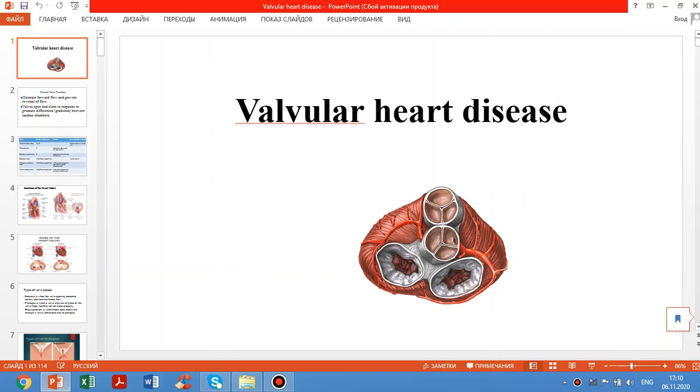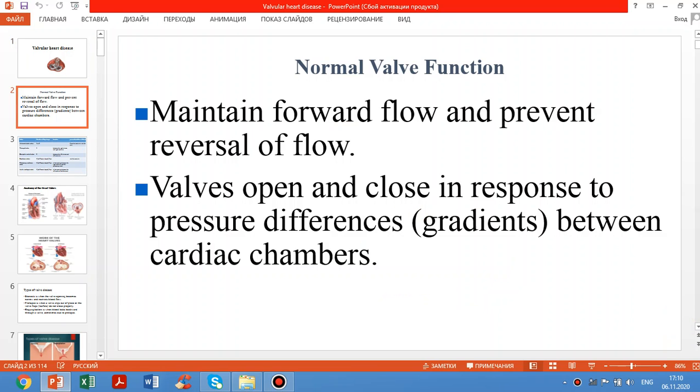The subject of our lecture is valvular heart disease. Normal valve function: maintain forward flow and prevent reversal of flow. Valves open and close in response to pressure differences between cardiac chambers.